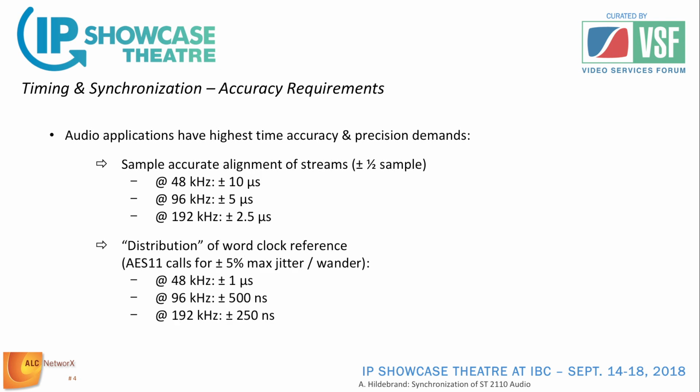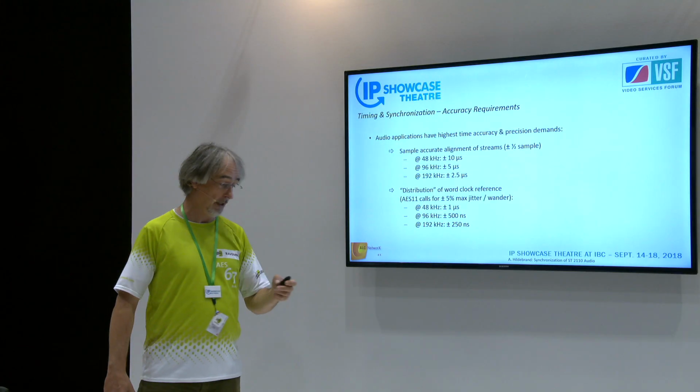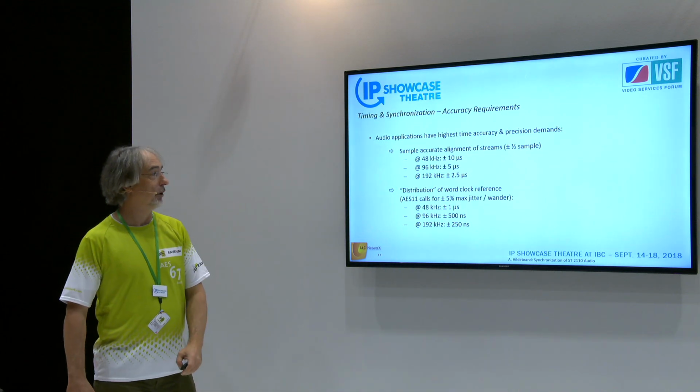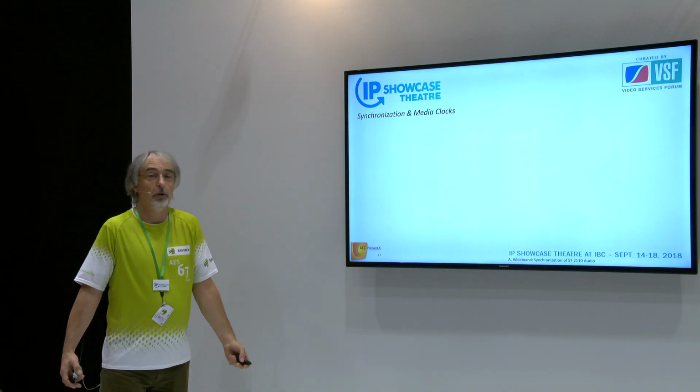Now, we have a standard for the precision of a word clock master, which is AES11, and that calls for a maximum allowed jitter and wander of the reference clock of plus minus 5% of the word clock period. That translates into even further numbers, which we want to be able to match with our network. So plus minus 1 microsecond is mostly sufficient for 48 kilohertz, and it goes down to plus minus 250 nanoseconds at 192 kilohertz. So how do we deal with that?